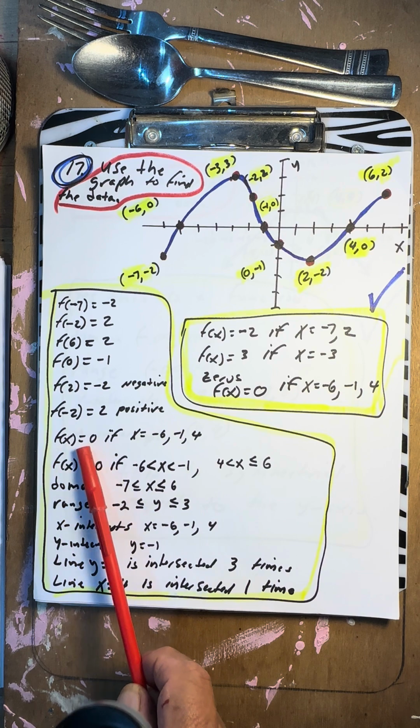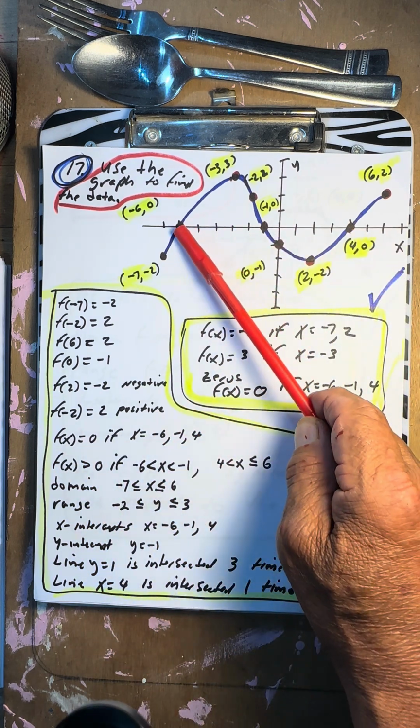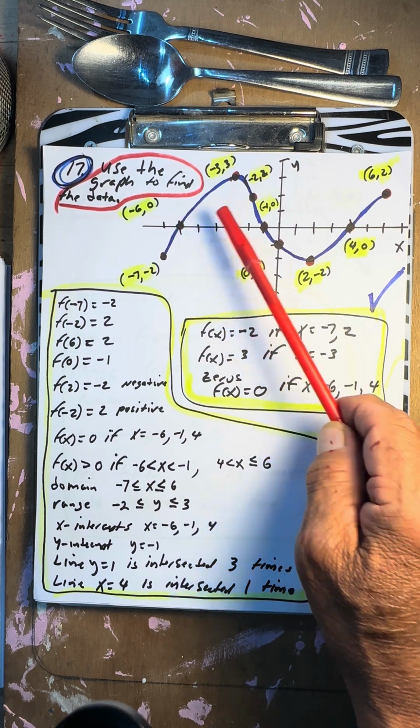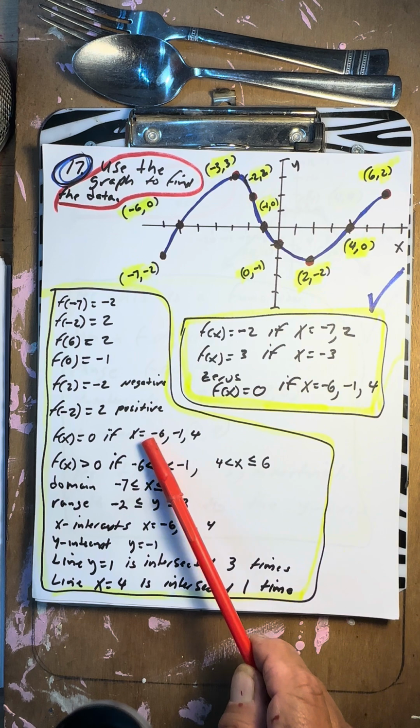So when is f of x equal to 0? When is it going to be 0? And the answer is negative 6. It's 0 here, it's 0 there, and 0 there, right there. Those three places. All right.